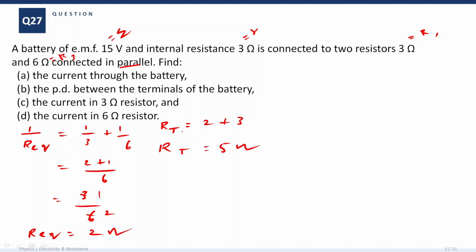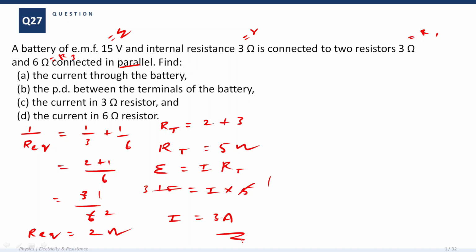And then electromotive force is given. We'll find the current by using Ohm's law. Electromotive force epsilon equals I times RT, the total resistance. Epsilon 15 equals I into 5. 15 divided by 5 is 3. So I equals 3 amperes.